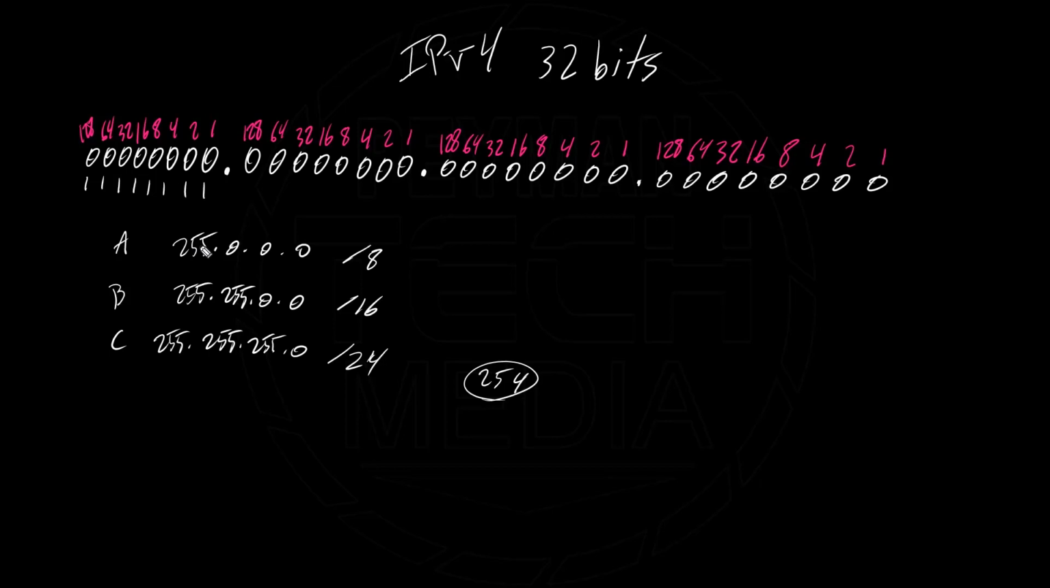Now let's say it is 9. So we are basically borrowing 1 bit from the host, right? So now it is 1, 2, 3, 4, 5, 6, 7, 8, 9. What is our new subnet mask?